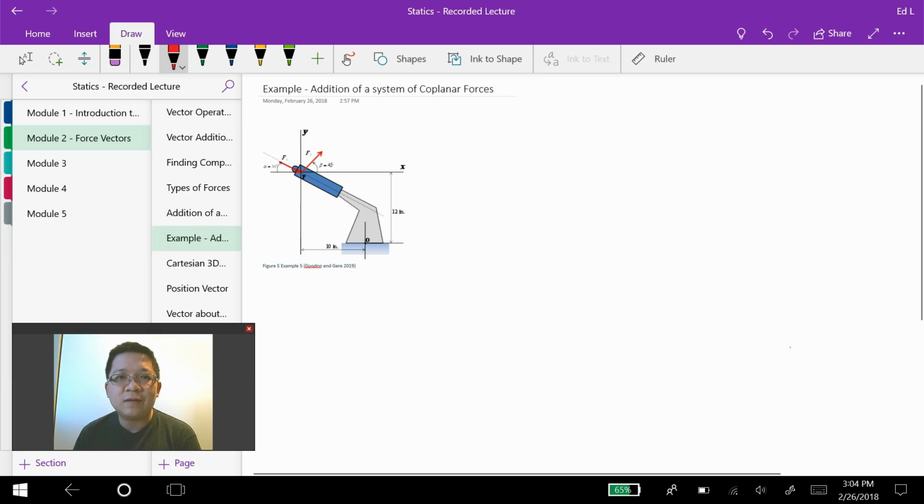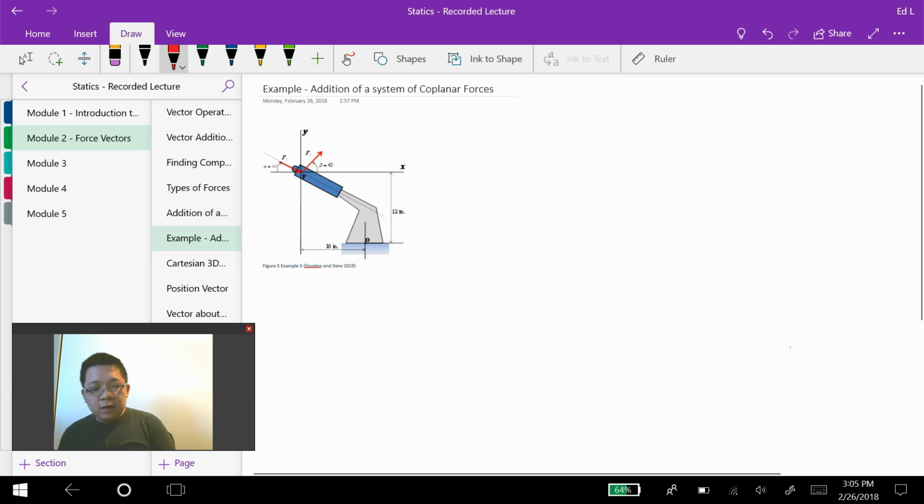Hi everyone, let's discuss one example problem related to additions of a system of coplanar forces. This example problem is the same as the one that we discussed in lecture 2 when we talked about the parallelogram law and triangle rule in doing the vector operations. So instead of using those two methods here, we are going to use the topics that we just learned in lecture 5, which is basically utilizing the two-dimensional Cartesian components of force vectors.